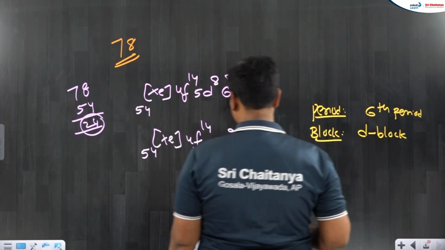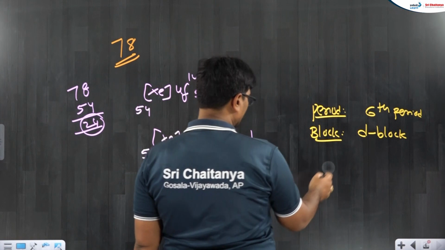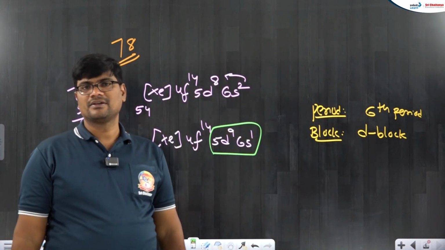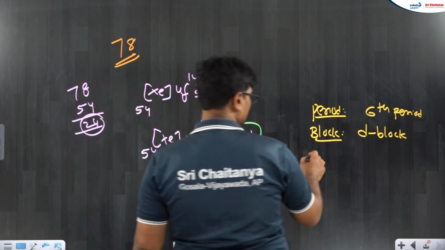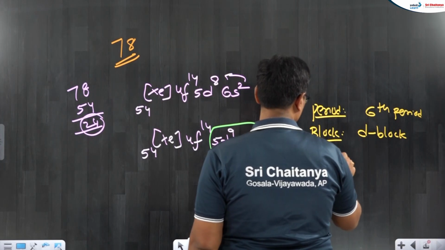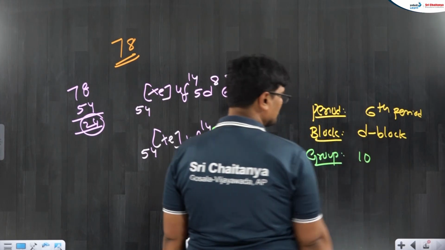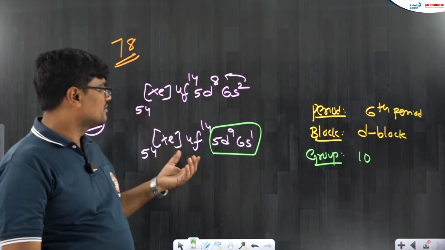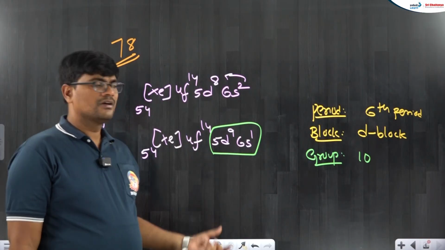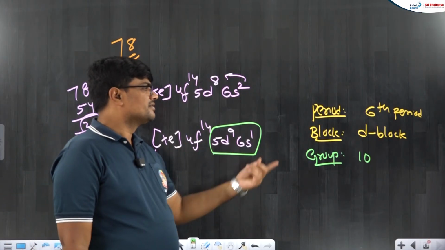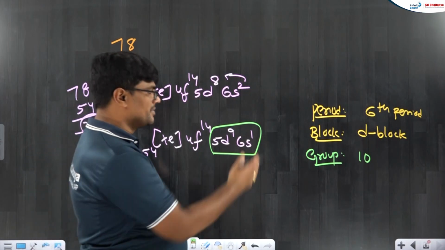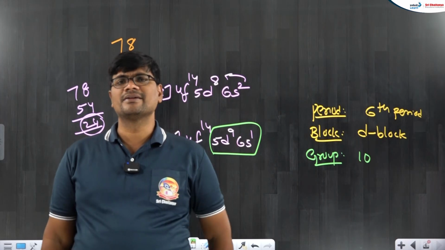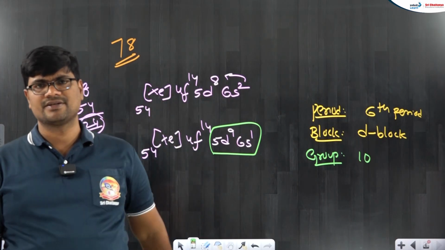And what is the group number for d block? If you want, just add the s electrons and d electrons, you will get the group number. What is the group number? 10. Like that we will get. Period number, block number and group number we have got. And also you have to know this element is platinum and it has an exceptional configuration.